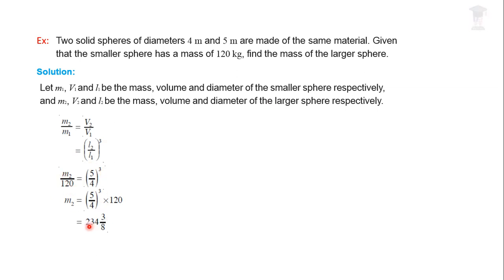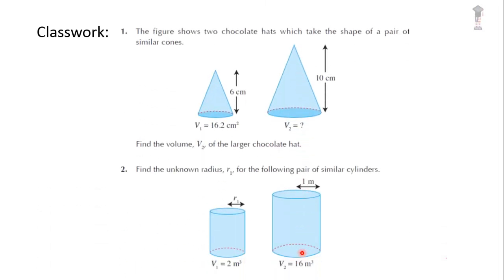We get M2 equal to 234 3/8 kilograms. Therefore the mass of the largest sphere is 234 3/8 kilograms. Okay, this is your time to do classwork. We have 2 exercises. Just work on it for 15 minutes and then submit your answer back to me.